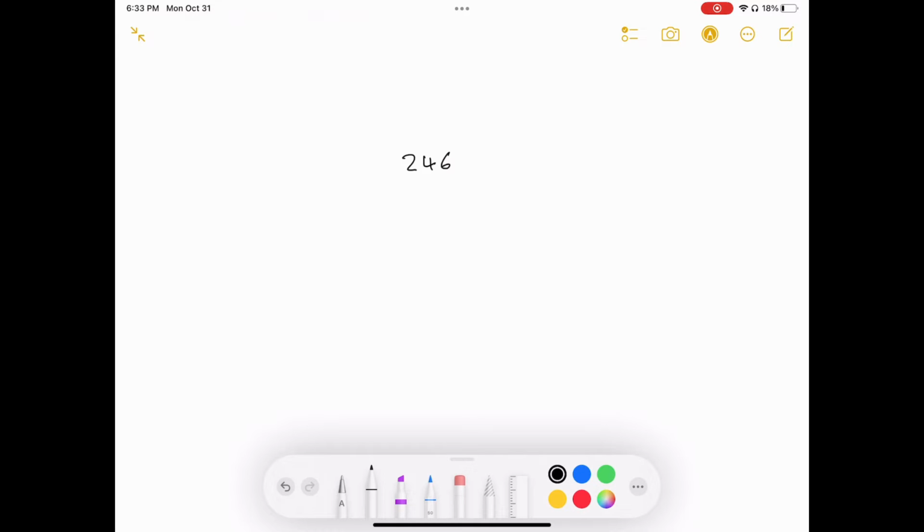246 can be broken down into 2 times 10 squared for the hundreds place, plus 4 times 10 for the tens place, plus 6, technically times 10 to the 0 for the ones place, but we usually just leave the 10 to the 0 out of it because it equals 1 anyways.